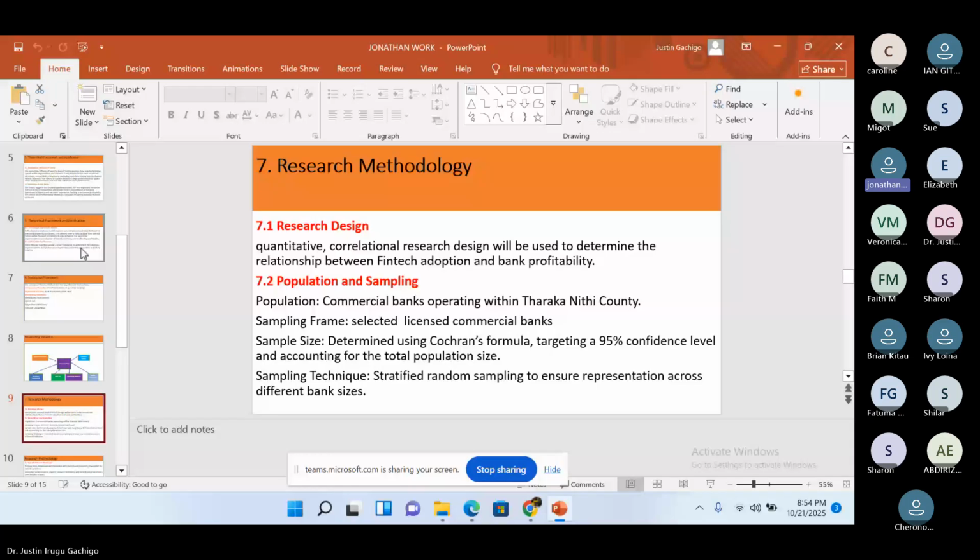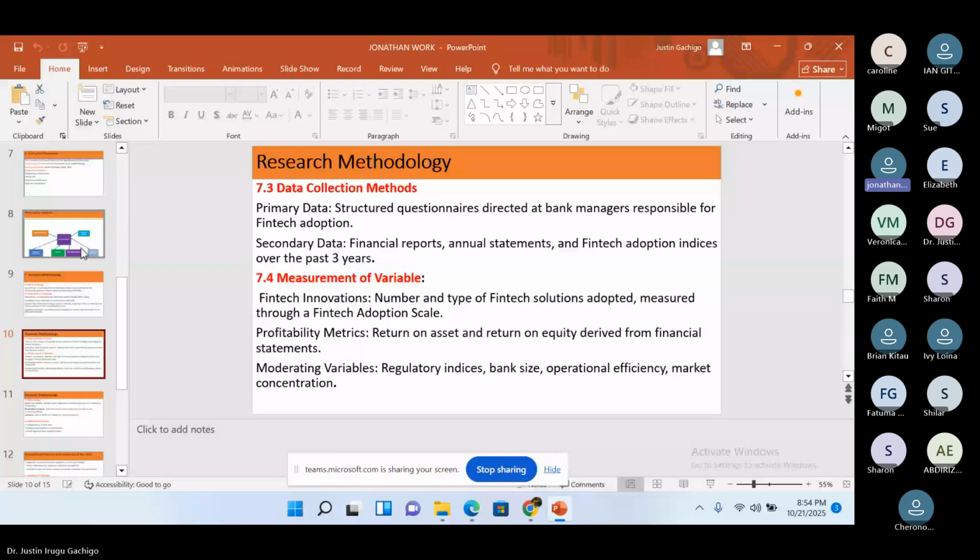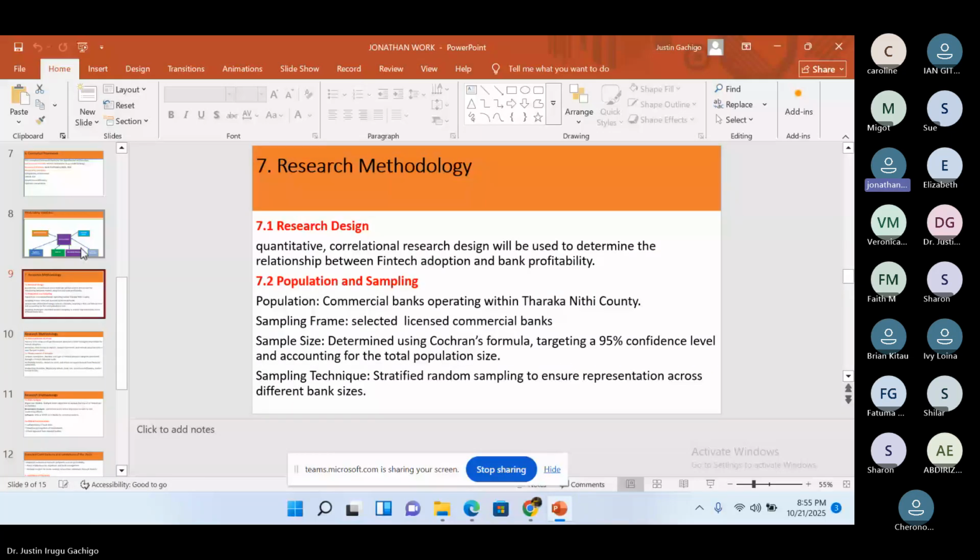Then population and sampling. I'll use commercial banks operating within Tharaka Nithi. Then sampling frame, I will also select licensed commercial banks. Then sample size, sorry, Mwalimu for that. The sample size will be determined by a Cochran formula, which will be targeting a 95% confidence level, just to account for the total population size.